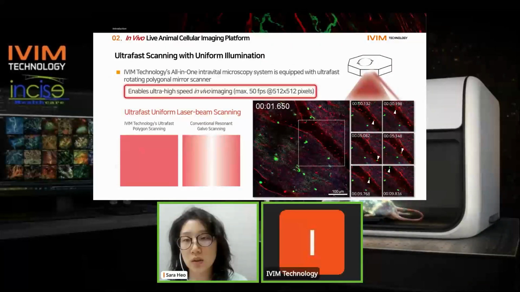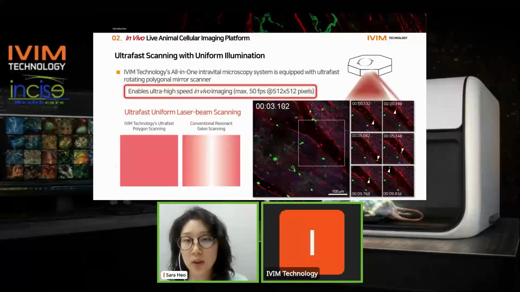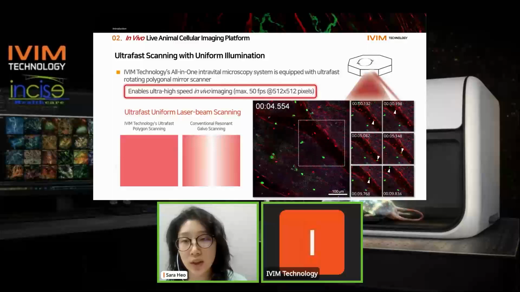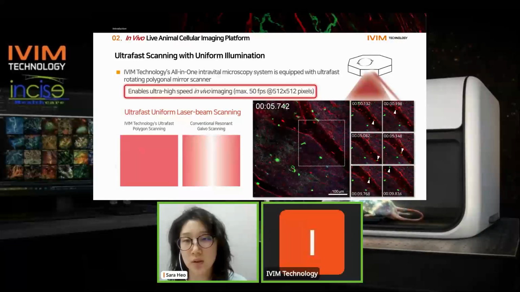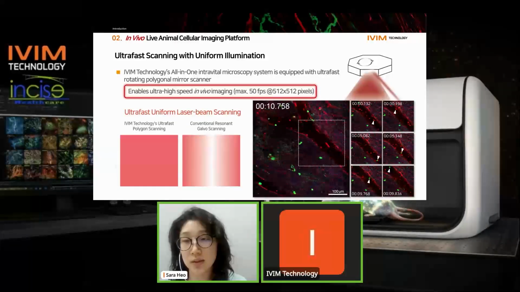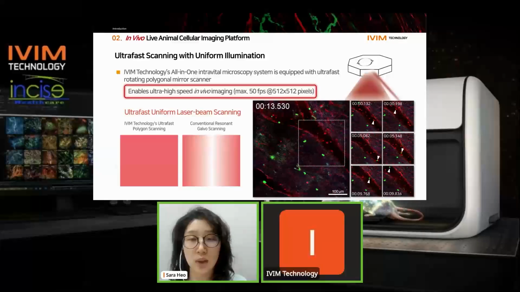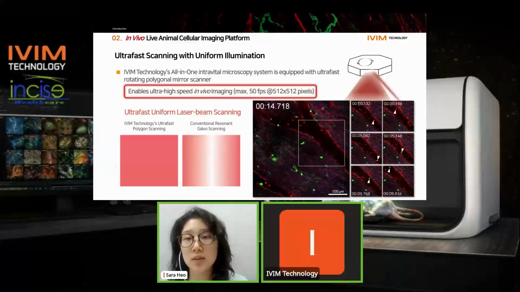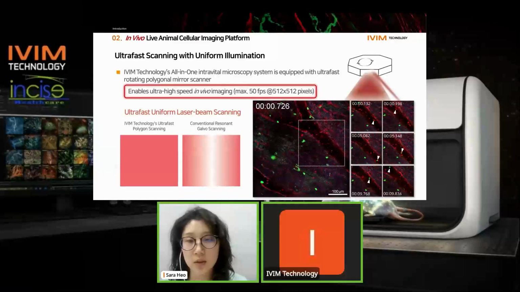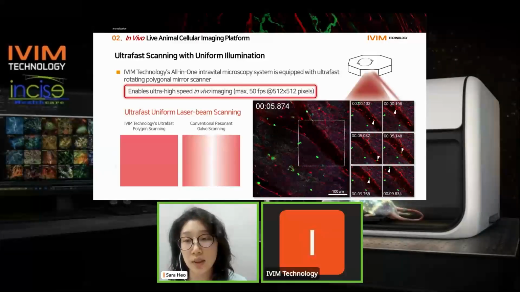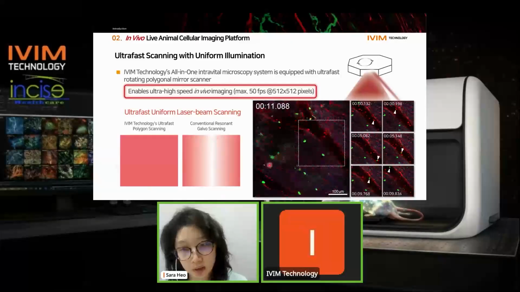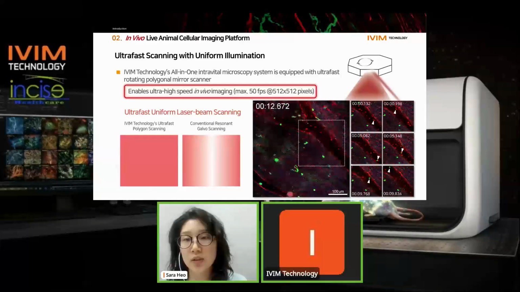Now I will move on to the components of our platform. In real-time observation of cellular dynamics, it is very difficult to capture biological processes, as cells like red blood cells and immune cells move extremely fast and rapidly. So in order to capture these cellular events, IVM technology implemented an ultra-high-speed scanning system by utilizing a polygon scanner and galvanometric mirror. The integration of these scanning systems enabled the visualization of rapid cell movements in real time.